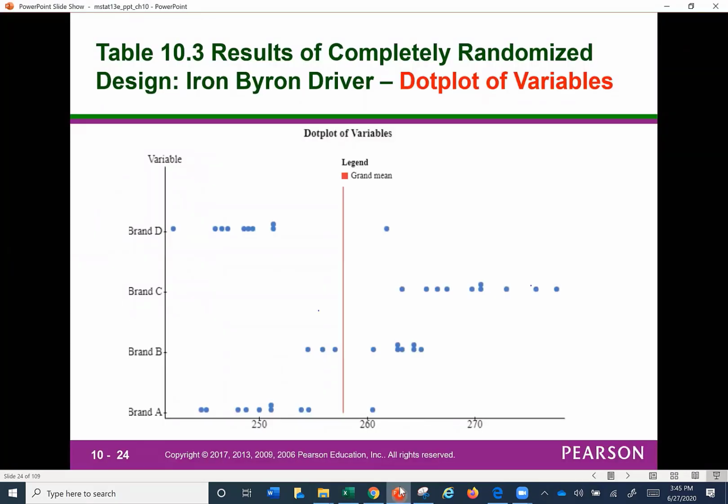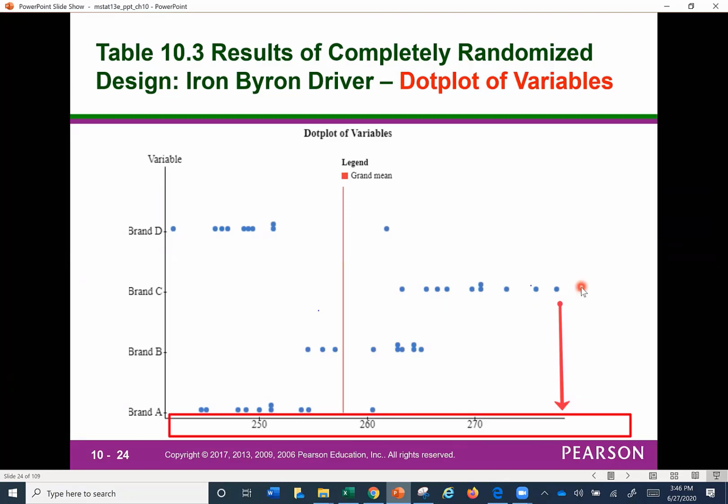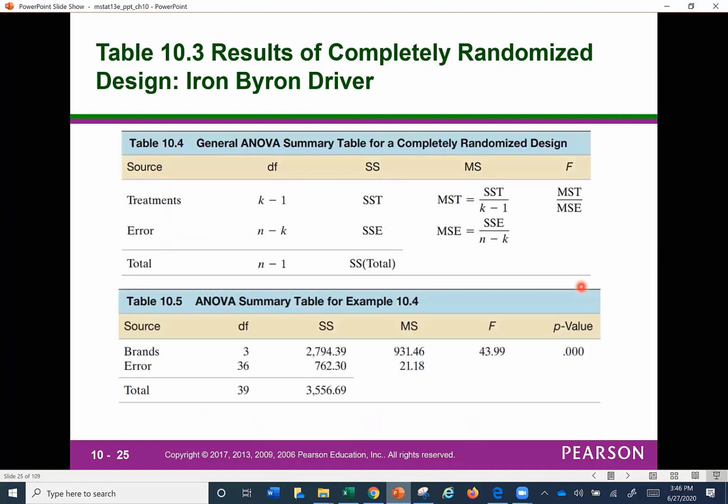This is another printout, because I can obtain from MyStatLab this drawing in order to understand this data better. We have here different brands: the distance reached for brand A, brand B, brand C, and brand D. Actually, there is a difference between them. When you see this graphically, you can observe differences. For example, this brand reached the highest distance. But let's verify this statistically. That is the table that we want to construct using formulas and tables.